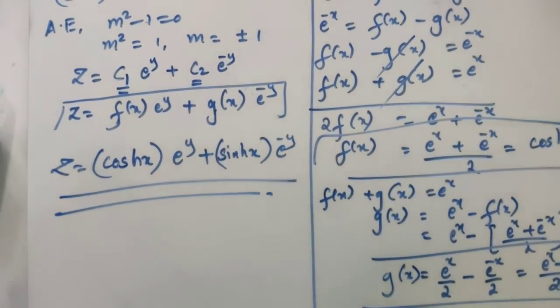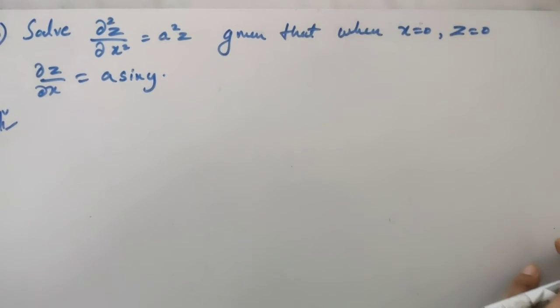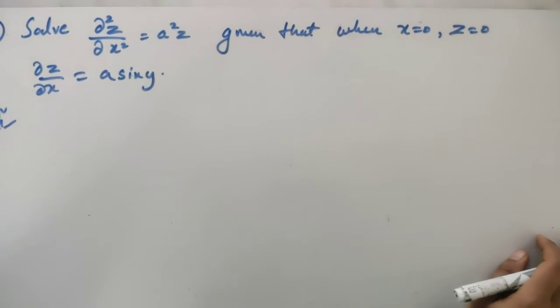Okay, let's continue with one more problem here. Now let's solve one more problem. Dou square z by dou x square is equal to a square z, given that when x is equal to 0, z is equal to 0, and dou z by dou x is equal to a sin y.